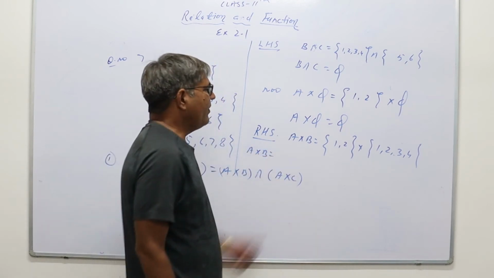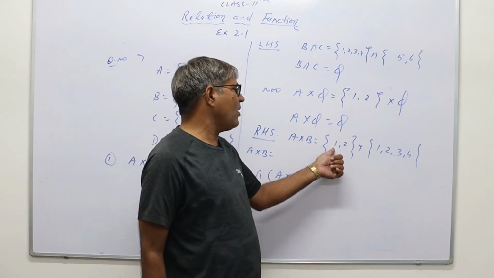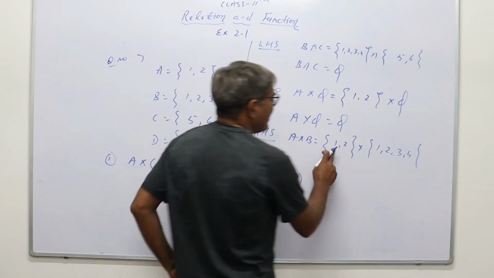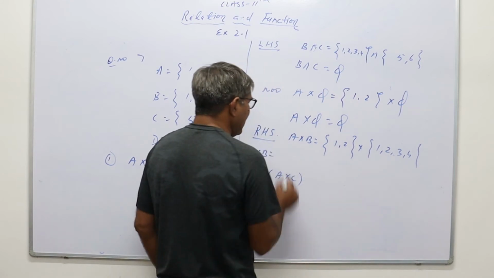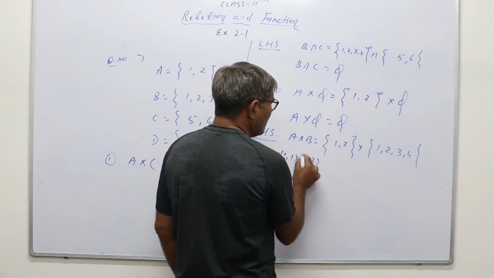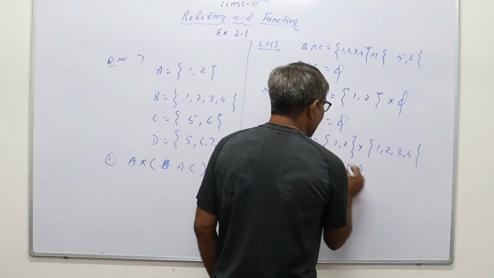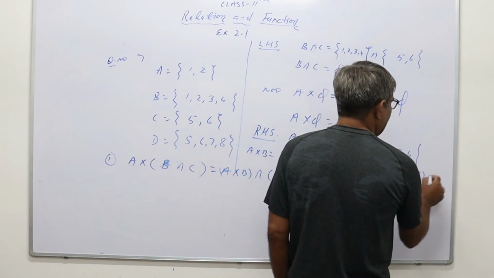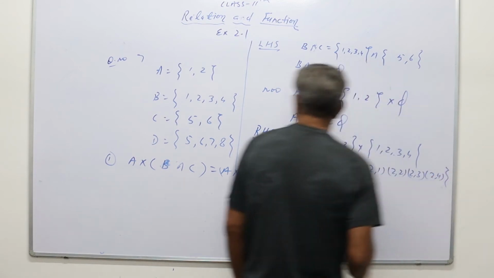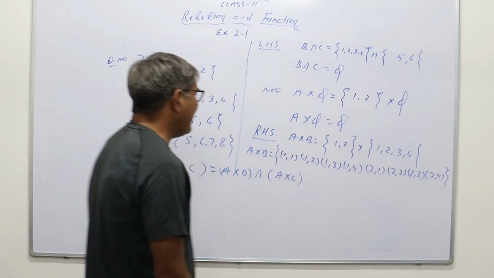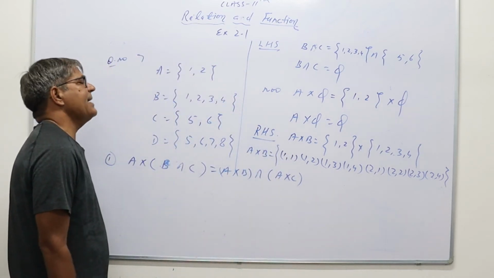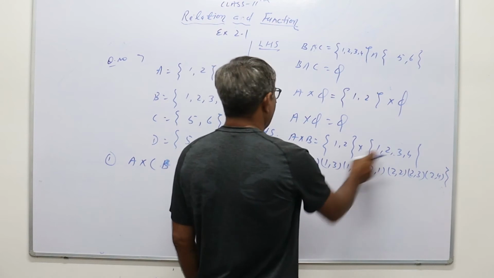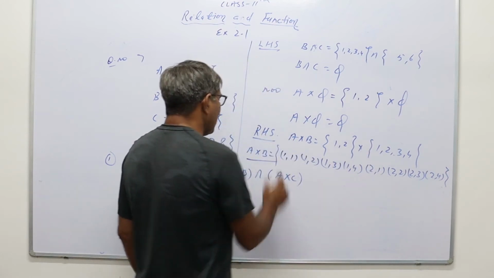How will we find it? We will associate every element of set A with every element of set B in an ordered pair. So first we will relate 1 to every element of set B: (1,1), (1,2), (1,3), (1,4), then (2,1), (2,2), (2,3) and (2,4). These are the total ordered pairs, the association of elements of set A to set B in this way. So this is your A cross B.